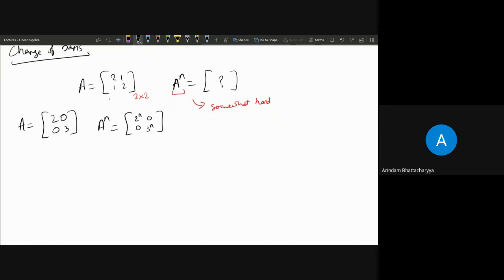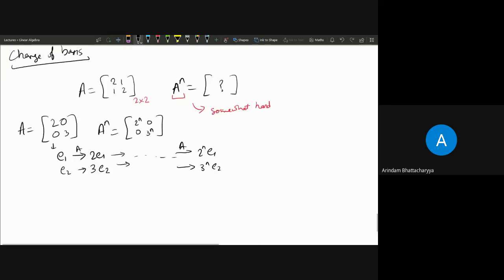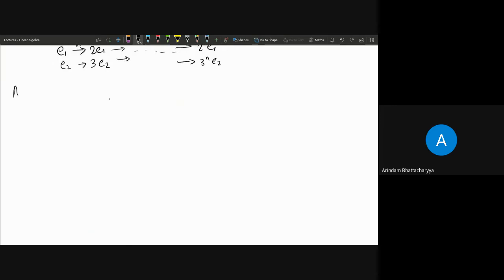So the point is that here, I will denote the standard basis vectors by E1, E2. E1 goes to 2E1 and E2 goes to 3E2. And I can easily tell you what it looks like after n applications. This is 2 power n E1 and this is 3 power n E2. But for the other one, I have this matrix.